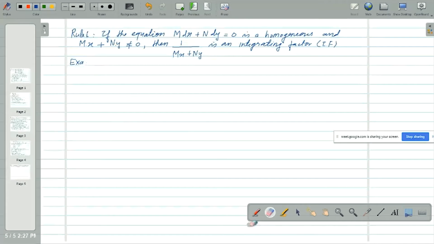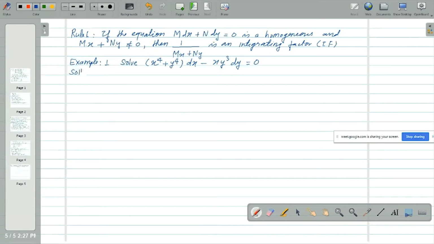मैं एग्जैक्ट लिख रहा हूं. Example number 1 for this. Solve the differential equation: x raised to 4 plus y raised to 4 dx minus x y cube dy equal to 0. Okay, solution.